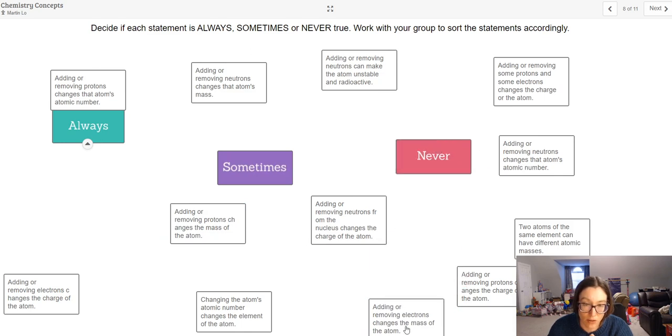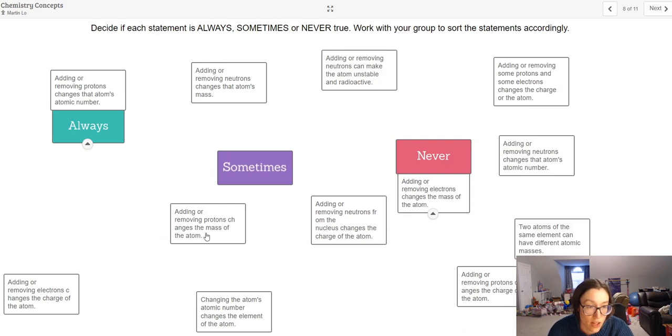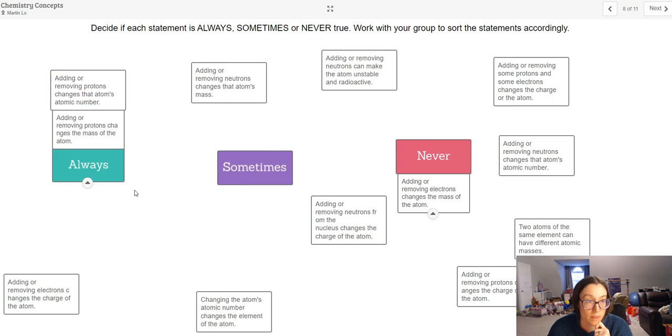Okay, let's move this around. All right, adding or removing protons changes the mass of the atom. So remember, what is the atomic mass? The atomic mass is the protons plus the neutrons. So if we change the protons, are we going to change the mass? Yes. All right, that's always going to change the mass.